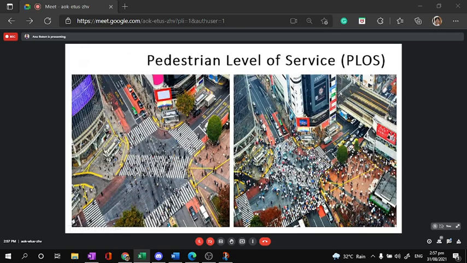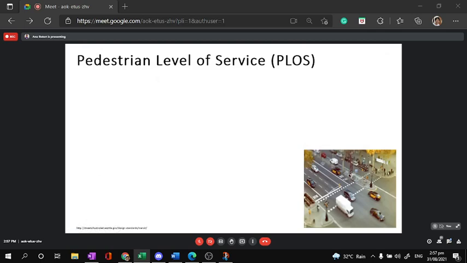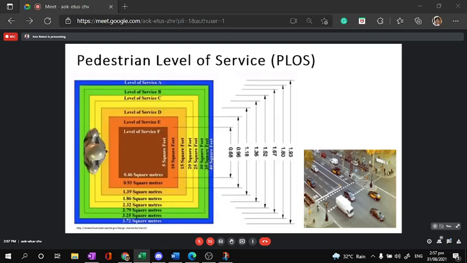So you have to allocate more intersection crossing application. This is an example: in the morning the traffic is heavy, and in the afternoon it is the traffic flow. Okay, pedestrian level of service, you have the design.